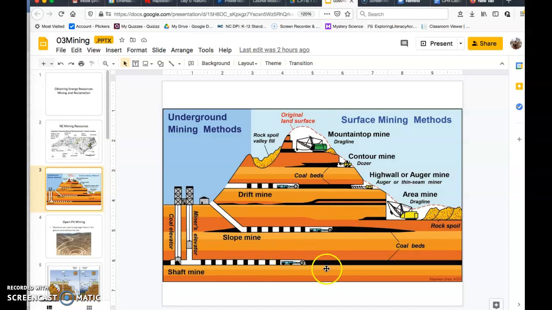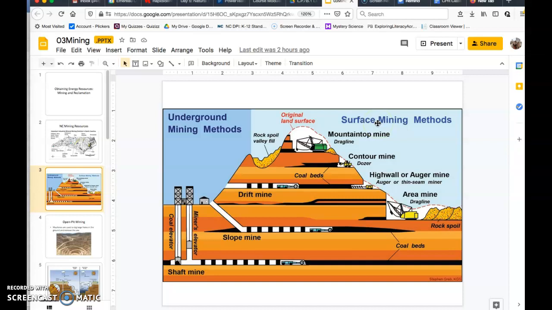For the deeper coal beds or whatever you're mining, we're going to be using shaft mines. If they're right there on the surface or at the top of the mountain, easily reachable, we will use a drift mine. And the slope mine is kind of the middle.